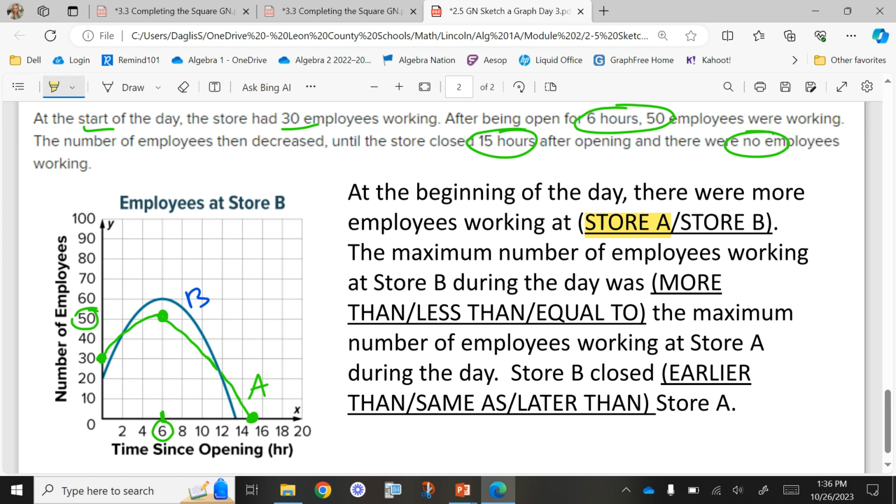All right, the maximum number of employees working at store B during the day, was it more than, less than, or equal to the maximum number of employees working at store A? We're comparing B to A, so blue to green. Is blue higher than green? Is blue lower than green? Or is blue the same as green at the maximum point? Blue is higher, so we're going to say more than.